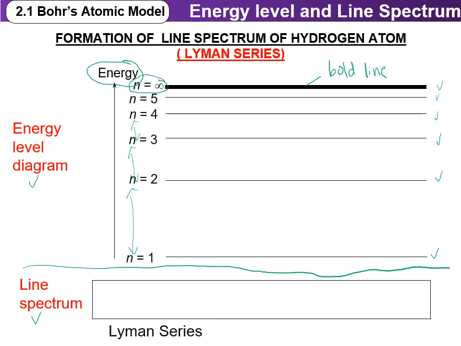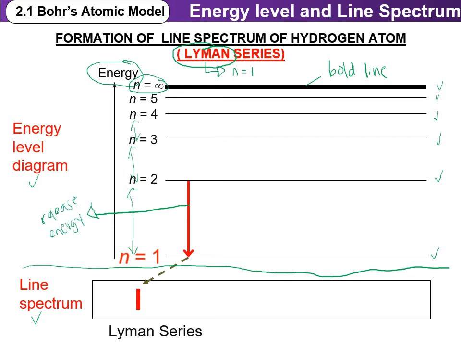Next, we can see that there is the word Lyman series. From the word Lyman, we already know that the electron will drop from a higher energy level to n equal to 1. Let's say there is one electron from n equal to 2 dropping to n equal to 1. When the electron drops, it will release energy, and the energy is in the form of a photon, which means light particles.